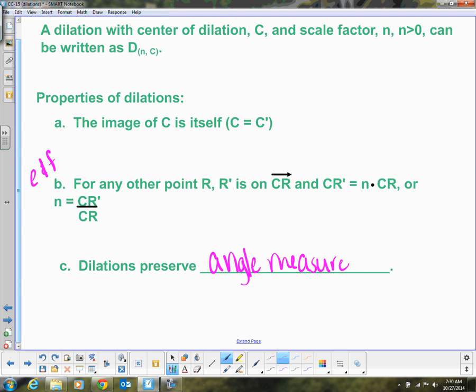So we need to look at this. And we can do this. This is pretty easy to do with a compass and straightedge. D sub n comma C, where n is your scale factor and C is your center of dilation.